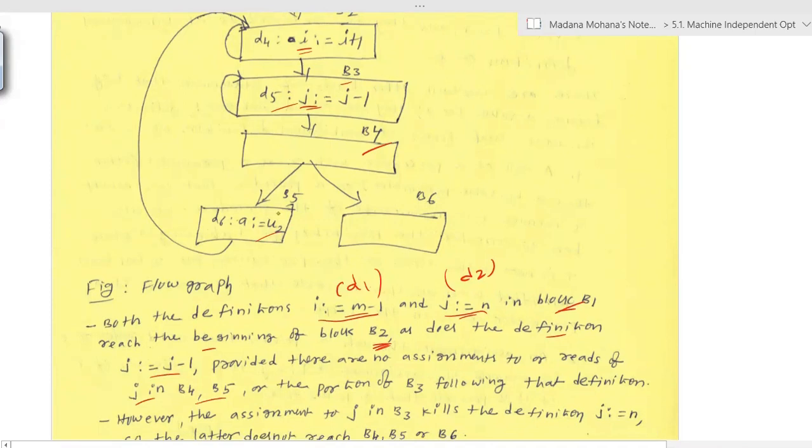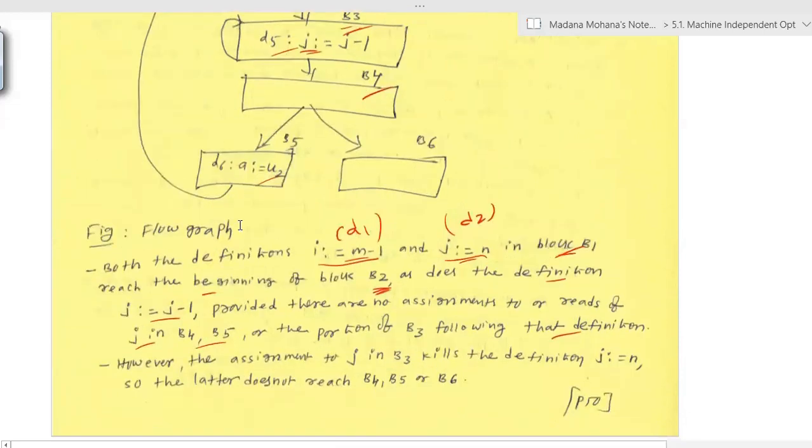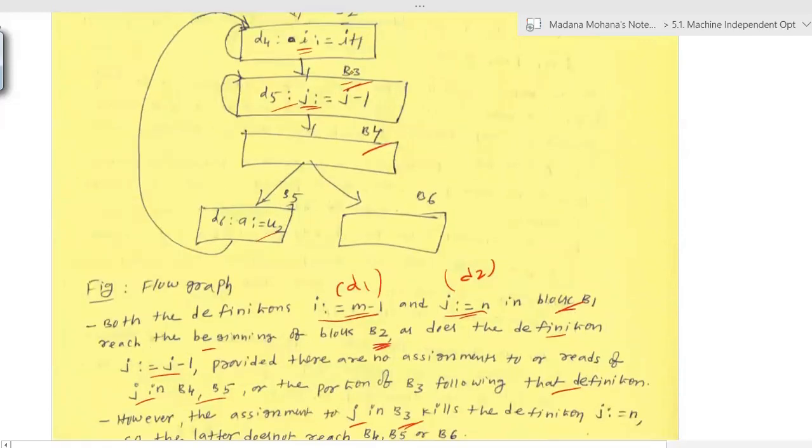Here B4 is blank, in B5 I is not used here, or the portion of B3. Now this one, following the definition, so like that we have to define reaching definitions. However, the assignment to J in B3 kills the definition.